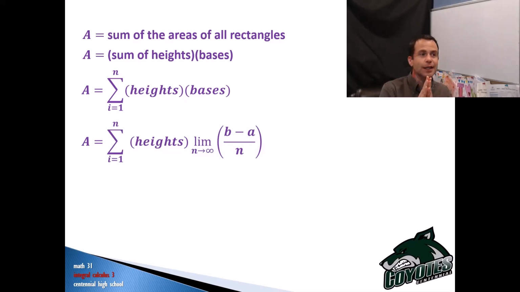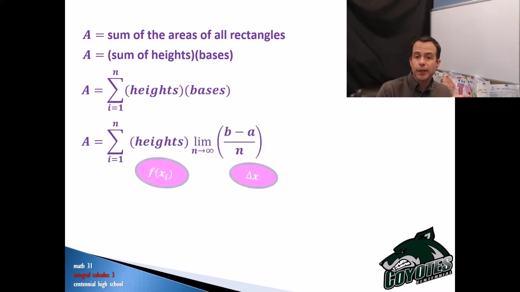So we're trying to get that number, that n, to be as large as possible so that the bases are as small as possible, right? And so what we do is we say, okay, well, those bases were b minus a over n, but now we want to look at that as the limit as n approaches infinity, okay?